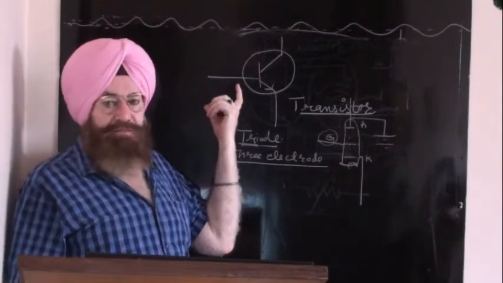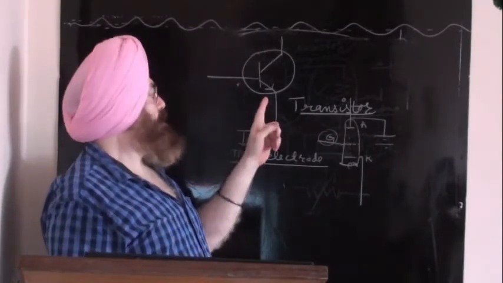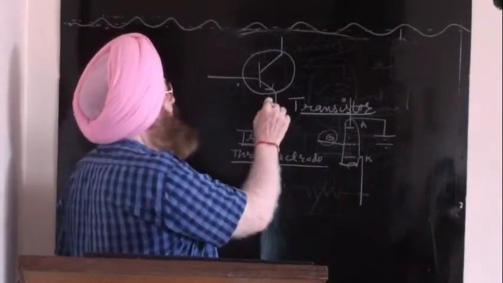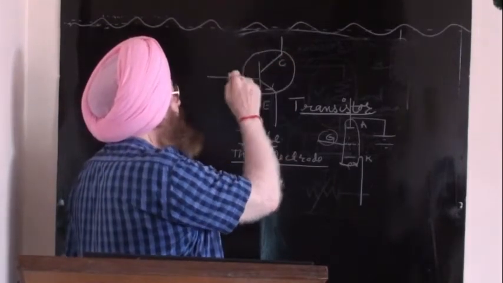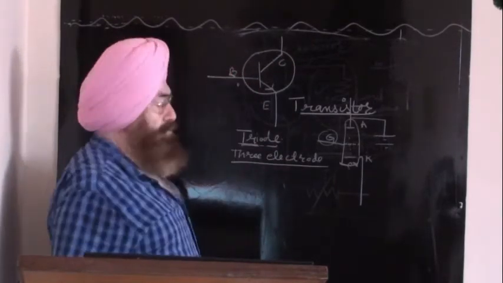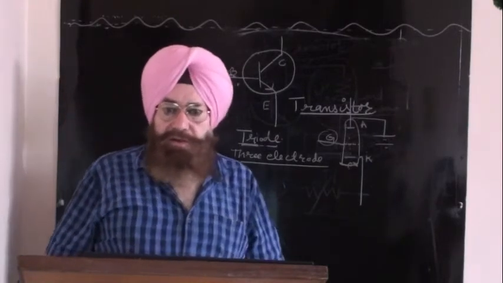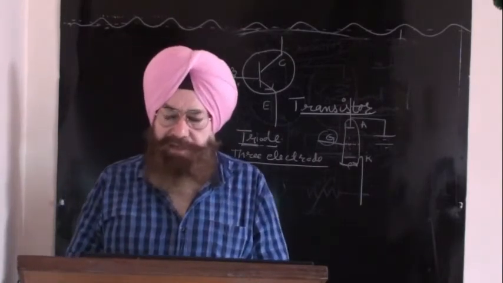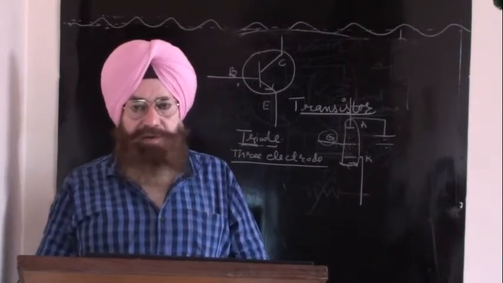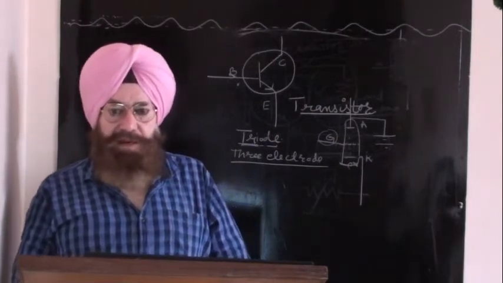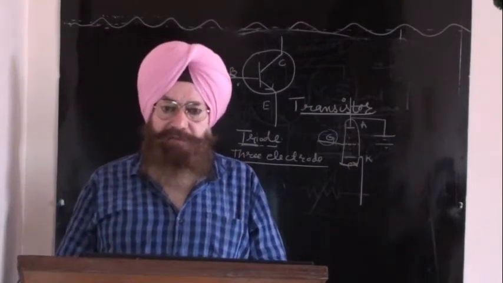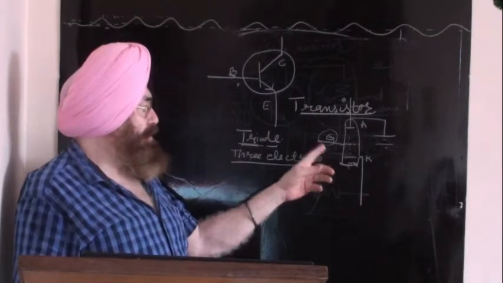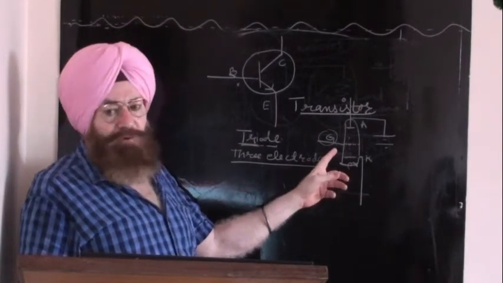Similarly in this device, the base controls. Emitter means to emit the carriers. The emitter emits, the collector collects, and the base controls. So basically, when this transistor was invented, they needed a new term to describe this new device. Before its name, it was called the semiconductor triode, because it was similar to the triode valve.